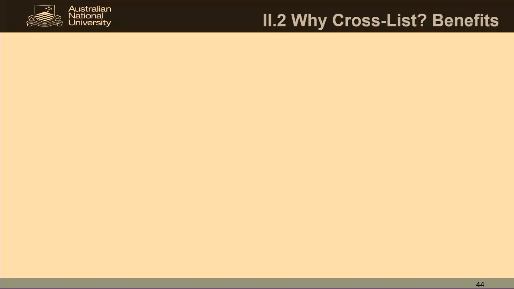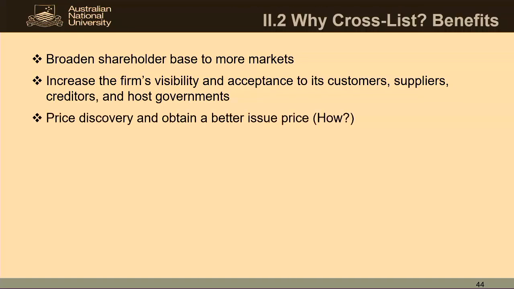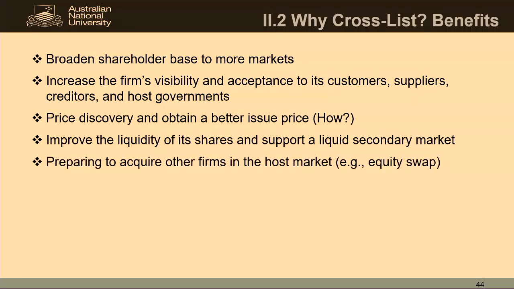Thank you. Okay. All right, so why would we go cross-listing? We have already talked about those, so let's summarize them here. So broaden the shareholder base to more markets, increase the firm's visibility and acceptance. We talked about that. Price discovery, improve the liquidity of your shares and support a liquid secondary market.